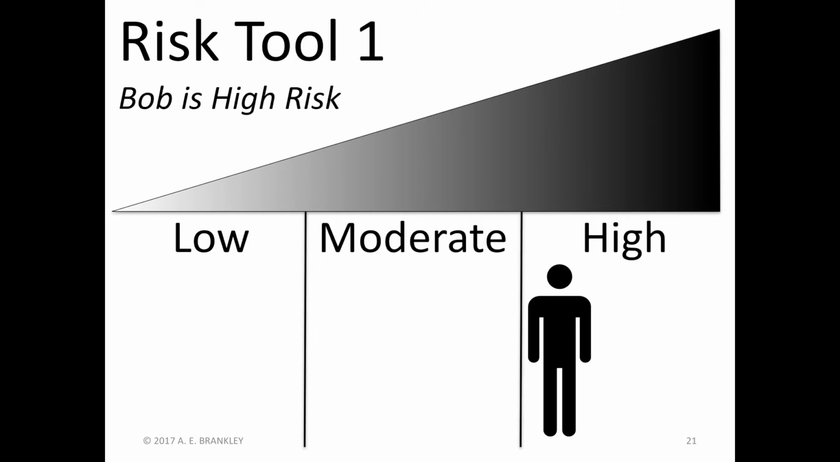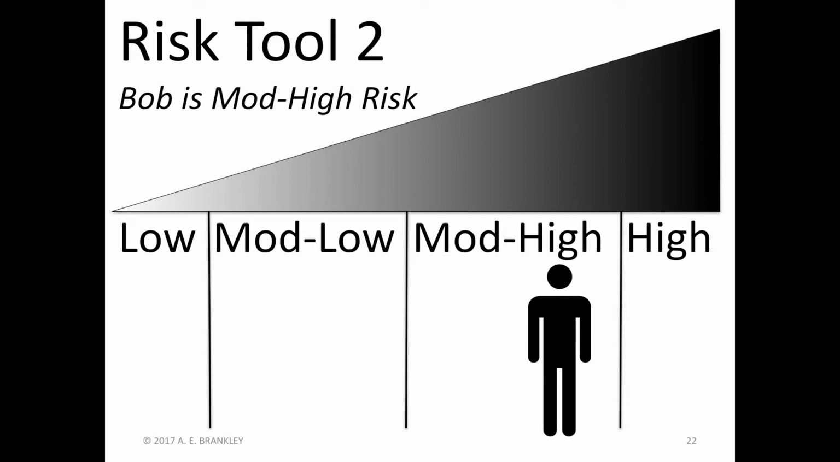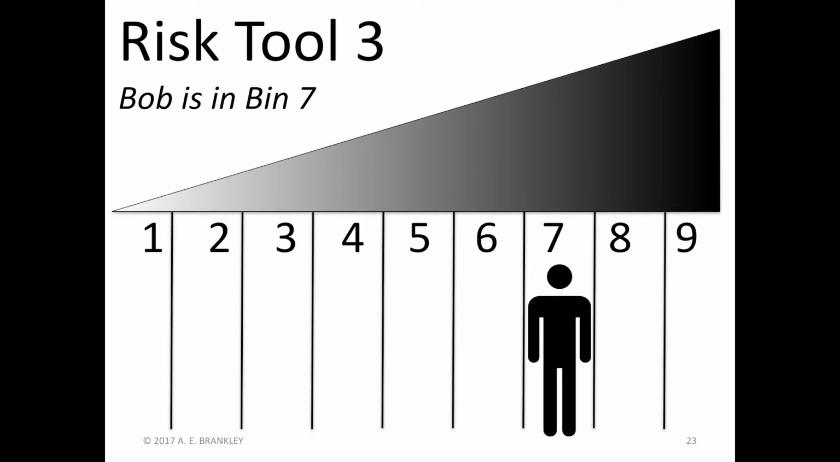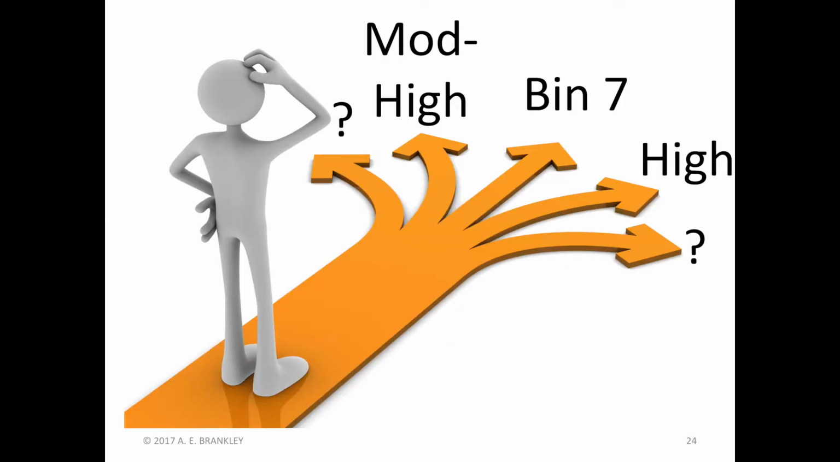So let's start off with our first proverbial risk tool, which has 3 risk levels. Using this tool, we would say that Bob's risk is high. Risk tool 2 has 4 levels, and now Bob's risk would be described as moderate-high, even though the only thing we changed was the tool, not the actual risk he poses. Risk tool 3 has 9 levels, and Bob is placed into bin 7. And because using more than one tool is normal, it is challenging for both the readers and writers of risk assessment reports to make sense of these different results.